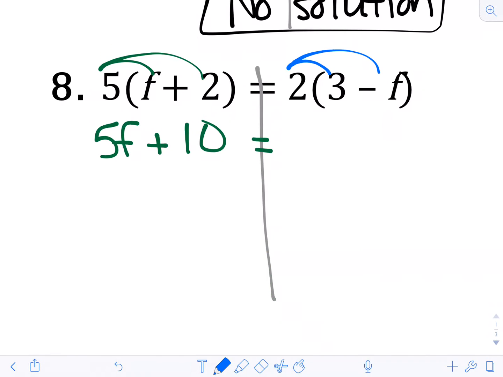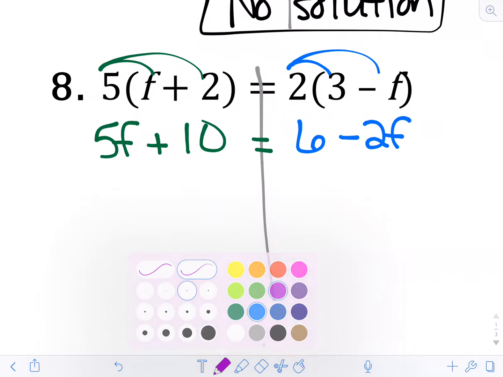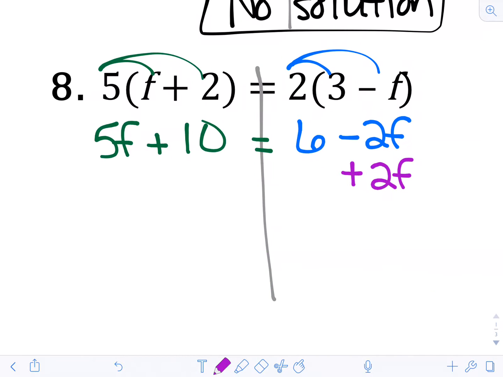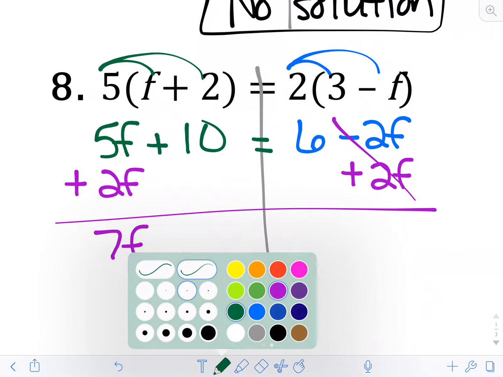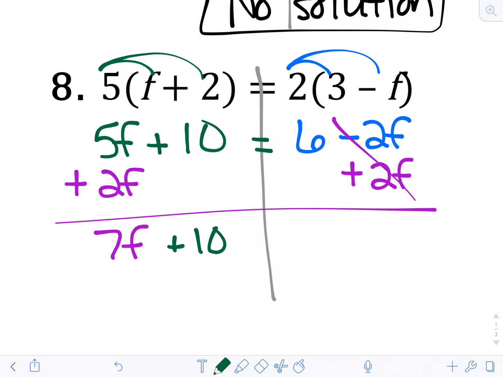2 I have to distribute. So that gives me 2 times 3 is 6. 2 times negative f is a negative 2f. The smallest variable I have is negative 2f, so I'm going to add it to both sides. Those cross off. 5 plus 2 is 7. So I still have a plus 10. And I still have a 6.